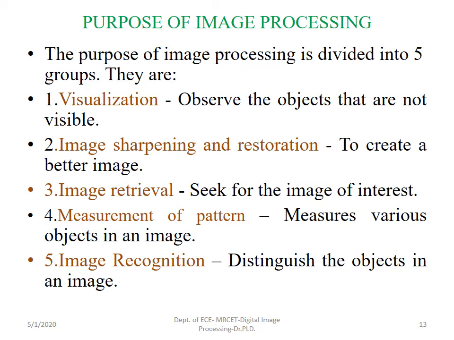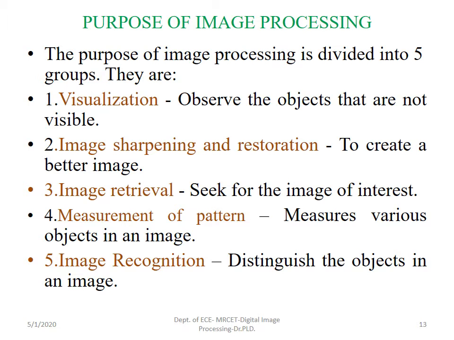The main purpose of image processing depends on these five factors. The first one is visualization, second is image sharpening and restoration, third is image retrieval, fourth is measurement of pattern, and fifth is image recognition. Visualization observes the objects that are not visible. Image sharpening and restoration is to create a better image. Image retrieval seeks the image of interest.